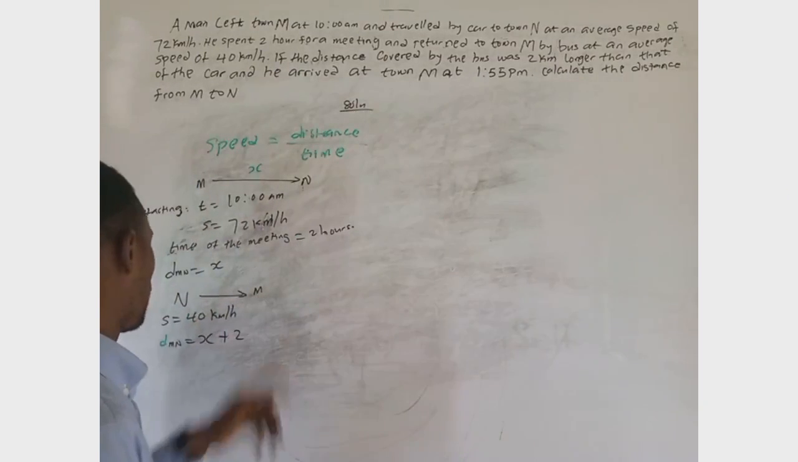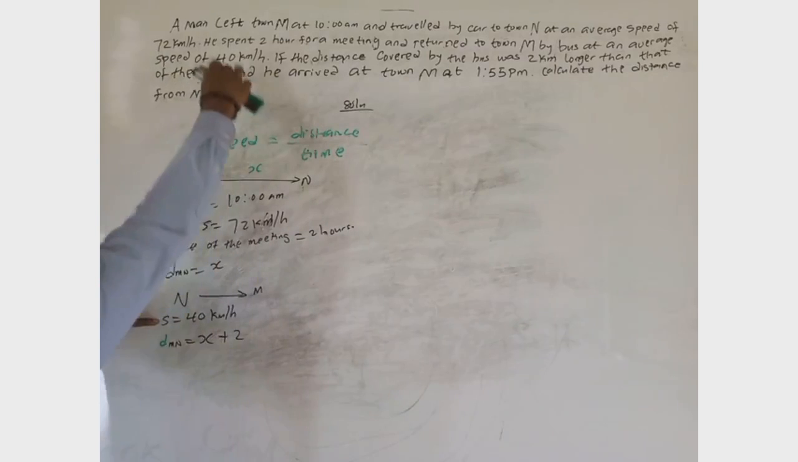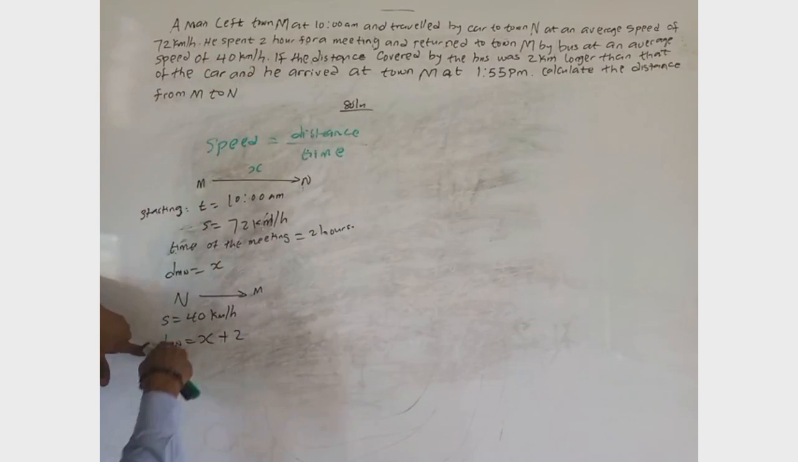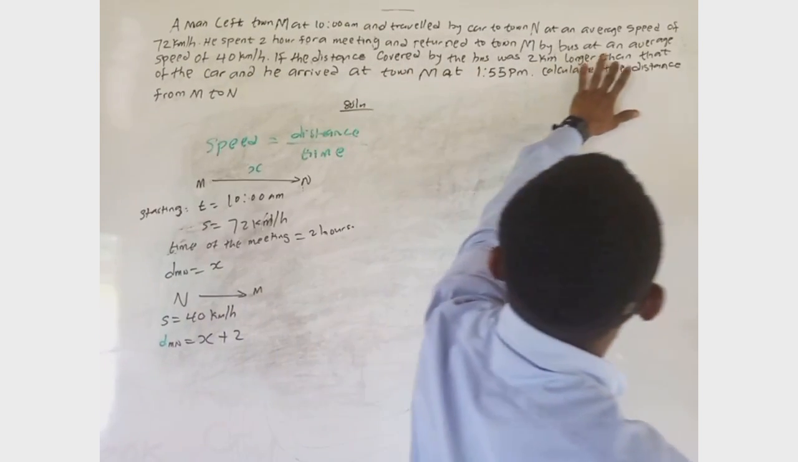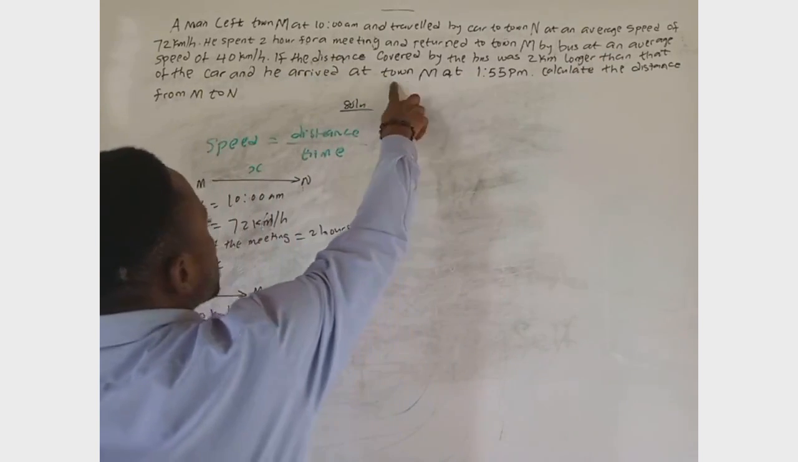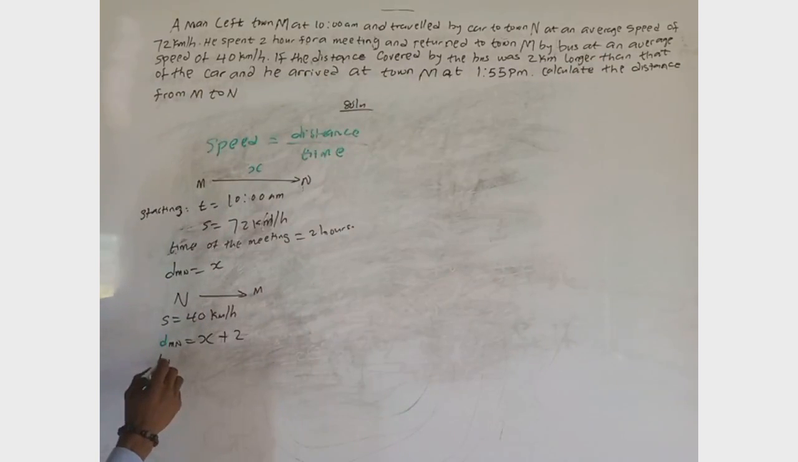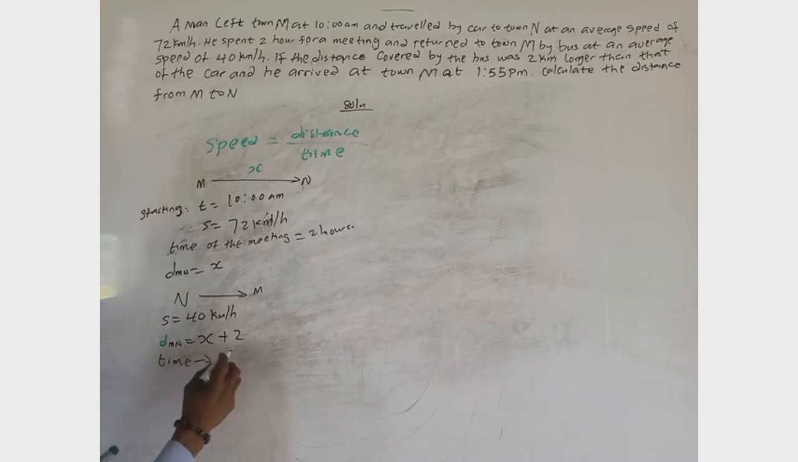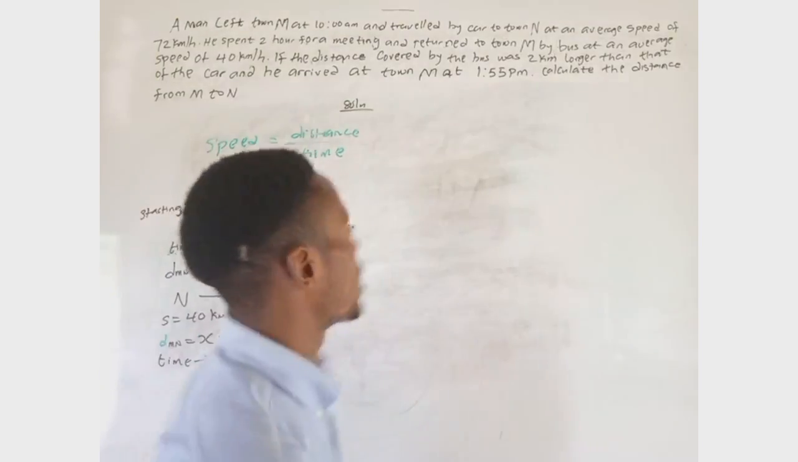So in this place, we are given the data: the speed, the distance, and the time. He arrived at town M at 1:55 p.m. The arrival time is 1:55 p.m. We have to calculate the distance.